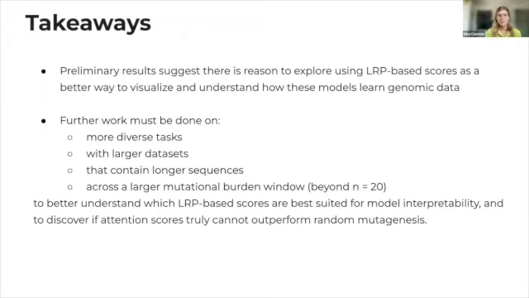So it would be nice to continue the mutagenesis experiments beyond just 20 nucleotides to see if we can approach that random performance. And the goal would just be to better understand which LRP-based scores are best suited for model interpretability, and to discover if attention scores actually aren't better than random in some cases.